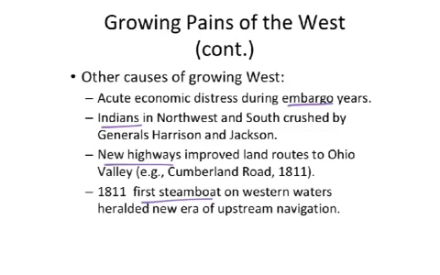Other causes of the growing West were the acute economic distress during the embargo years. Native Americans in the Northwest and the South had been crushed by the generals Harrison and Andrew Jackson, and new highways improved land routes to the Ohio River Valley, such as the Cumberland Road, which was built in 1811. In 1811, the first steamboat was also built on western waters, which made upstream navigation accessible and transportation a lot faster.